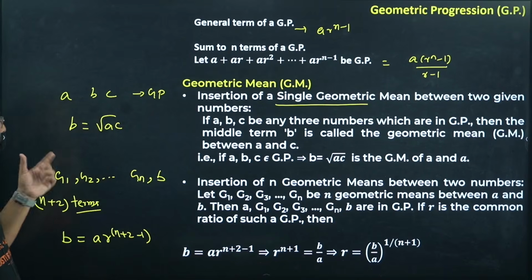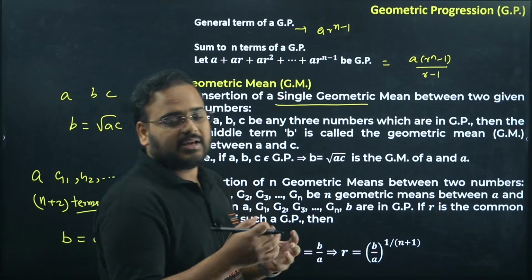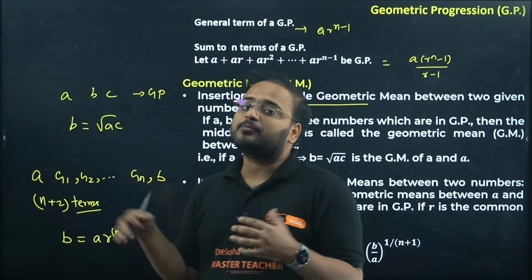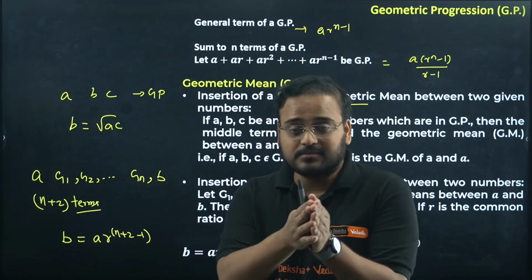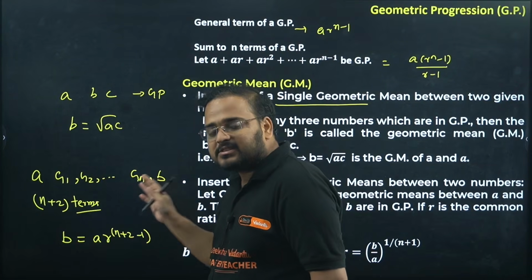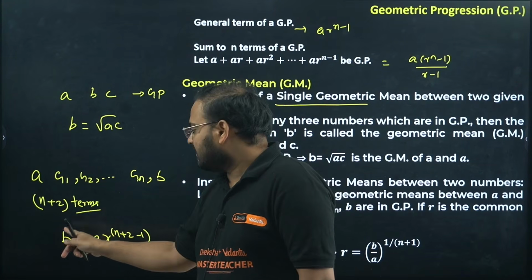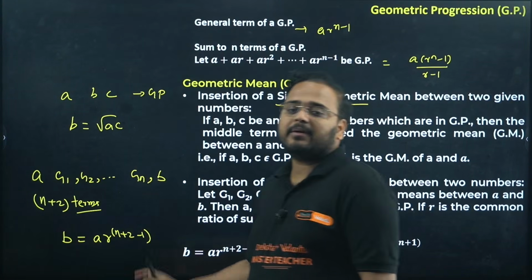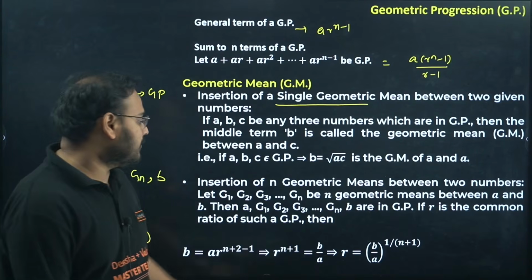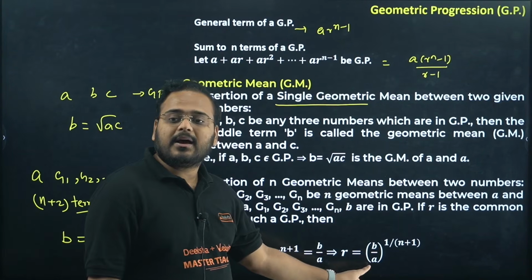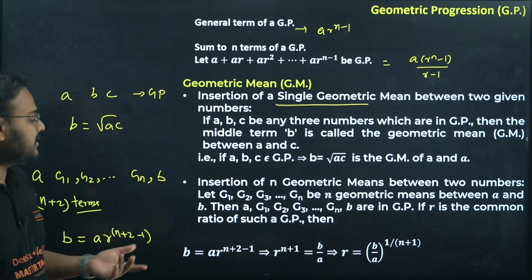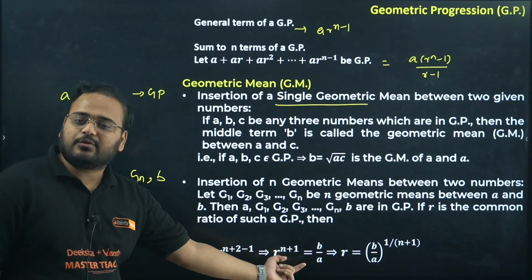Okay, so if you have n geometric means between two numbers A and B, this becomes a geometric progression of n plus 2 terms, and the last term of this sequence is given by A times R to the power n plus 2 minus 1. From here you get a relation for R, the common ratio, as (B by A) to the power 1 upon n plus 1. Okay, the simplification you can do.